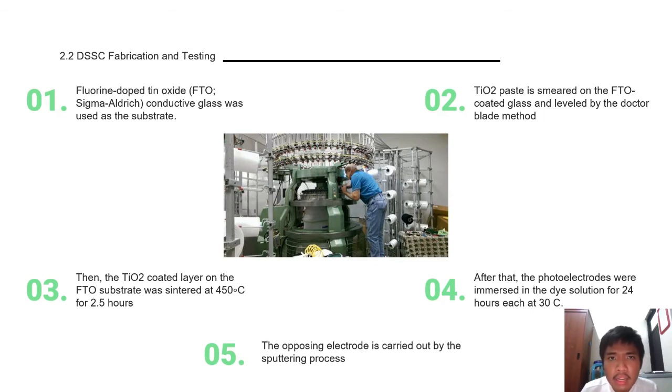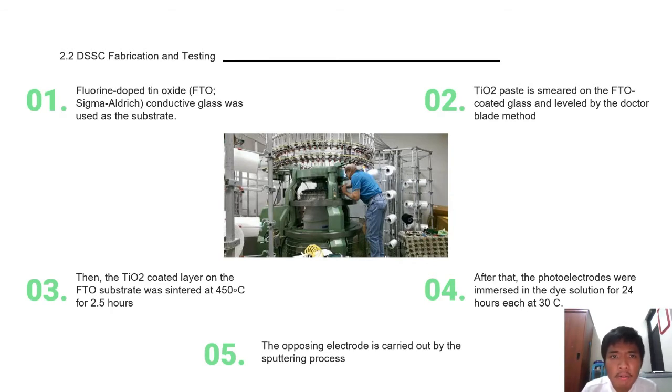Iodine added in the electrolyte acts as an electron acceptor to prevent recombination and photoreduction of iodide. The electrolyte solution was injected into the assembled DSSC at 30 minute intervals and sealed with glass glue.